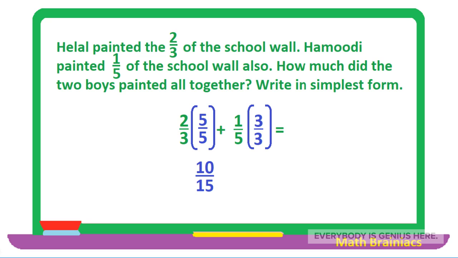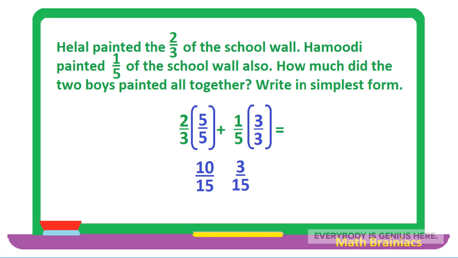Next, we can work on the second fraction by multiplying it with the denominator of the first fraction. Accordingly, 1 over 5 times 3 over 3. 1 times 3 will give us 3, and 3 times 5 will give us 15. So, we have made the denominators exactly the same.